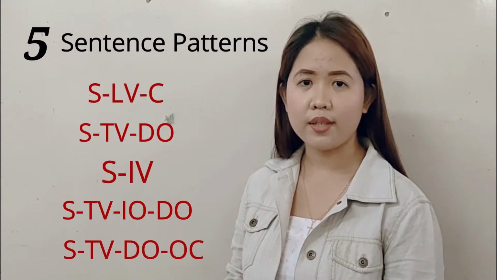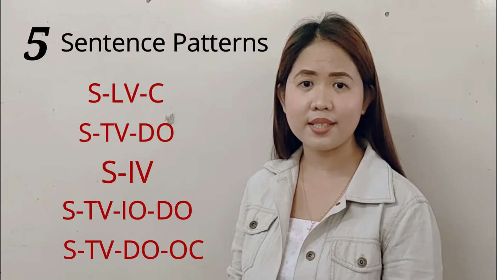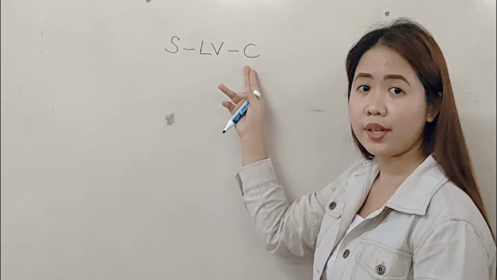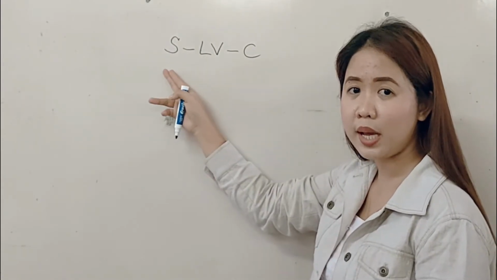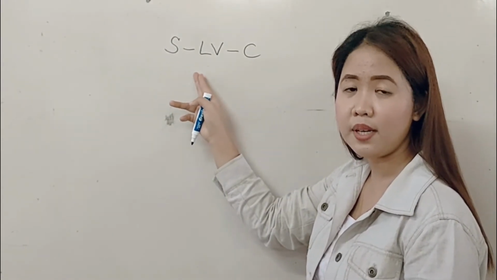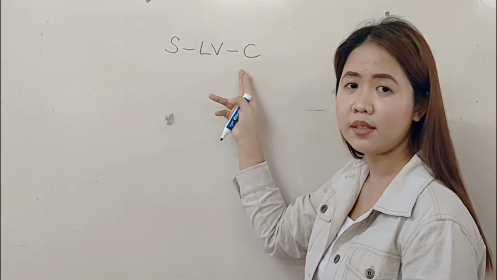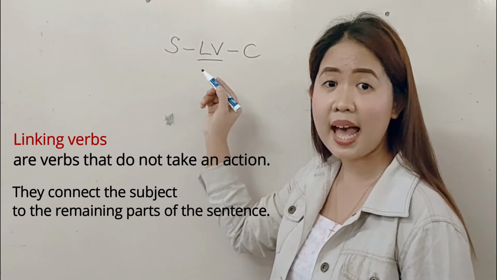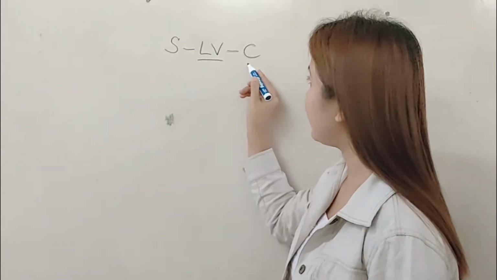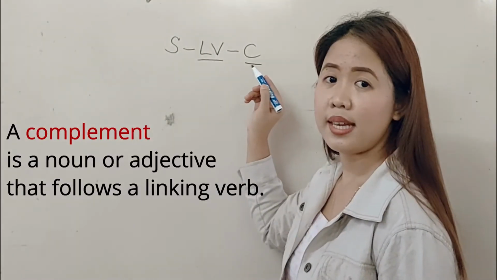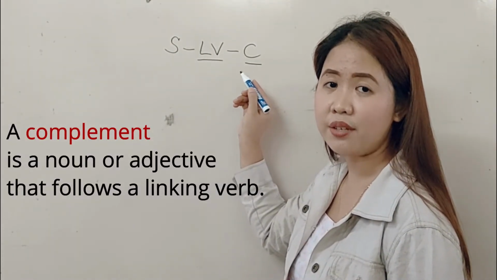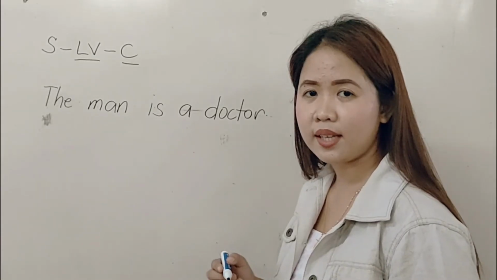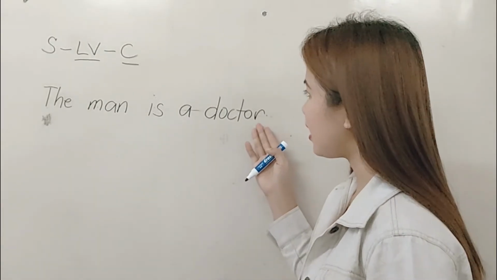There are 5 patterns in which most English sentences are built. Let's have the first pattern. This pattern is composed of the subject, the linking verb, and the complement. Linking verbs are verbs that do not take an action, while a complement is a noun or an adjective that follows a linking verb. Our sentence is, the man is a doctor.